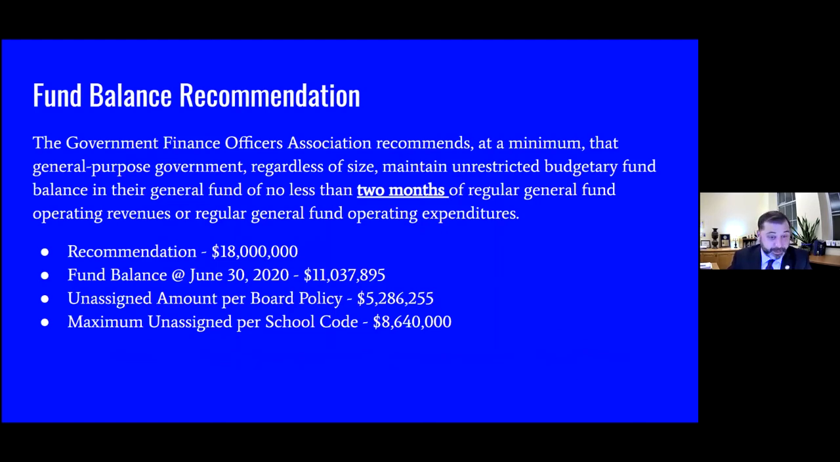Our unassigned fund balance, which is driven by board policy that was reduced this year to 5% from 6% to address some of our capital needs, is just at $5.3 million there. And then school code also does not let you exceed 8% of your budget in unassigned fund balance. Fund balances are in a couple different categories, but that unassigned category can never read more than 8% of the next year's budget.